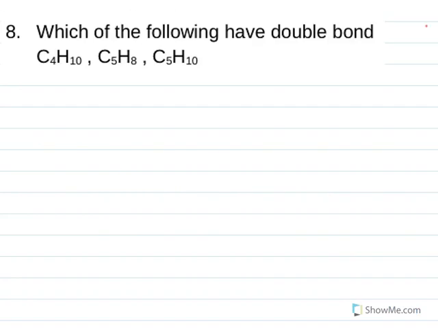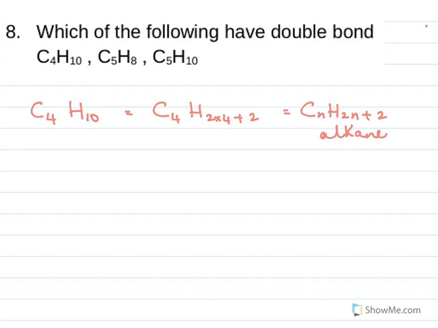Which of the following has a double bond? Now we know C4H10. To which group does it belong? So we do C4, H is 2 into 4, that is 8, plus 2, right? So this will belong to CnH2n plus 2. It's an alkane. CnH2n plus 2 is an alkane, and this has only single bonds.